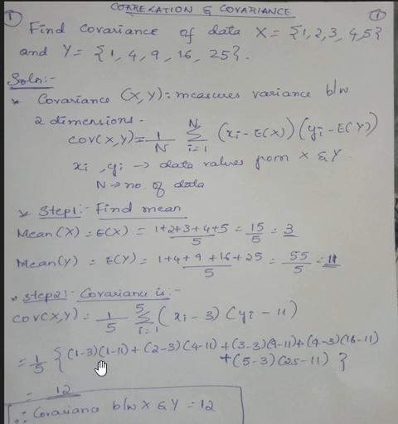So first time it is 1 minus 3 into 1 minus 11. One is x1 and the other one is y1. Plus 2 minus 3, where 2 is nothing but the second value of x, into 4 minus 11, 4 is nothing but the second value of y. So like that you keep repeating till the fifth value of both x and y. Multiply each one of them and then take the summation and then divide by 5, which is nothing but n. So finally you get the covariance as 12. So covariance between x and y is nothing but 12.